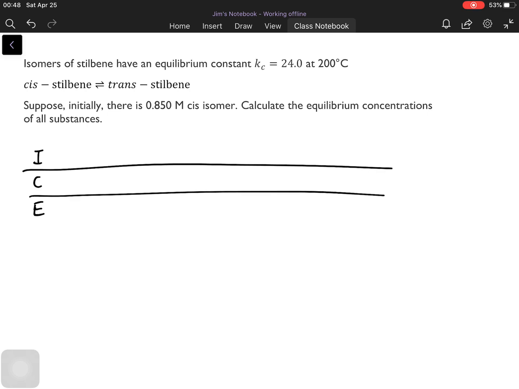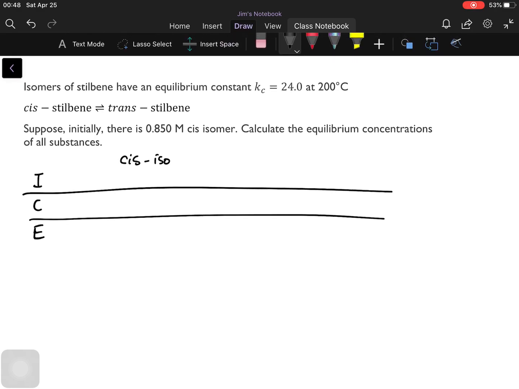Then after writing the ICE, you're going to write the equilibrium reaction on the top of the table. So we have here this cis-stilbene isomer in equilibrium with the trans-stilbene. Then we are going to make columns per substance. We have two substances, so I will make two columns.